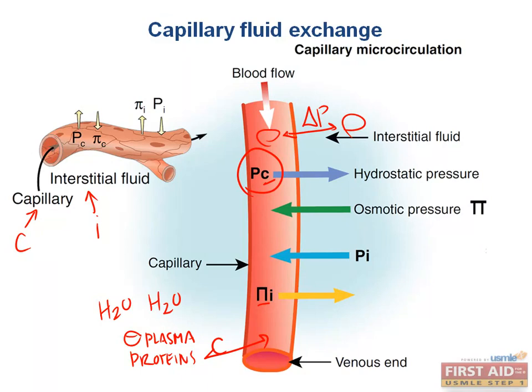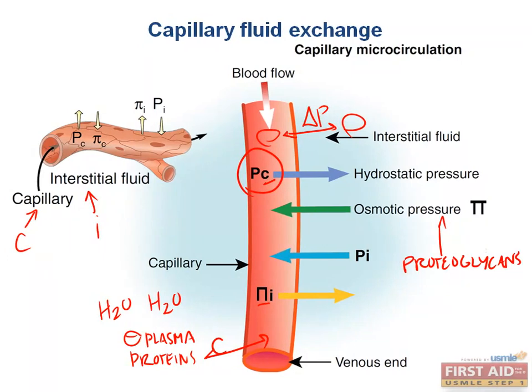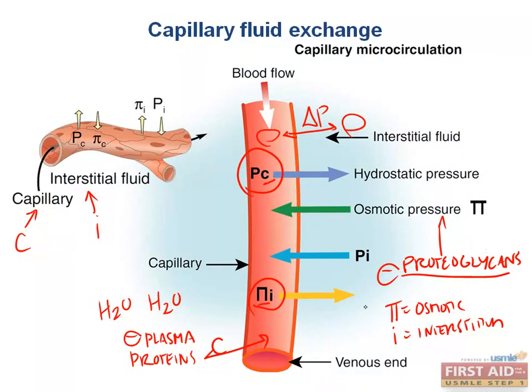And in the case of the interstitium, there are a bunch of proteoglycans. And remember, we discussed proteoglycans, particularly glycosylated glycosaminoglycans, when we talked about heart valves. So in this situation, the osmotic pressure in the interstitium will be denoted by pi with an I, because pi is for oncotic or osmotic, and I is interstitium. The proteoglycans in the interstitial space are also very negative, and these are responsible for pulling water out of the capillary into the interstitial space.